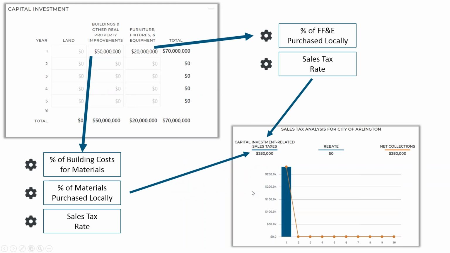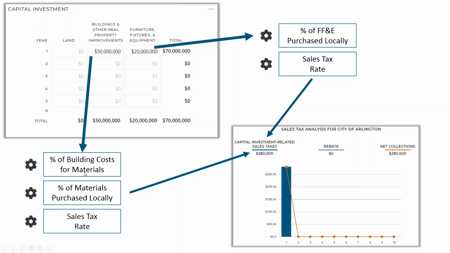It goes through a number of things before we figure out how much sales tax that adds. Like I mentioned, some of the 50 million will be for materials. So some percentage of the building cost will be for materials. Then some percent of the materials we purchase locally, essentially in the city of Arlington. And then the next step, obviously, is we need to apply the sales tax rate. So all of these things that you see here are parameters in our model, and you have the ability to adjust. So we have a default for building costs for materials, a percent.